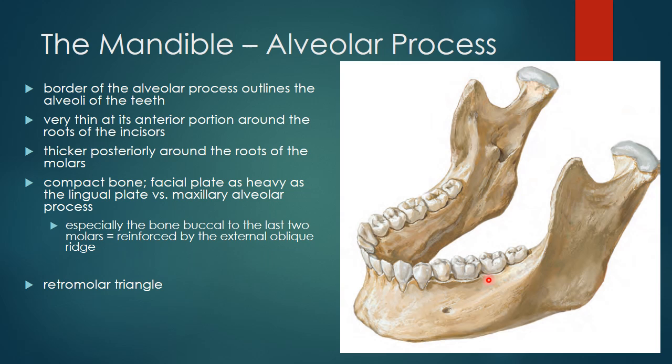A shallow triangular fossa can be found posterior to the third molar, here and here. This is called the retromolar triangle. The cortical plate over this fossa is not as heavy as the bone surrounding it, and it is more cancellous under the thin cortical plate covering it.